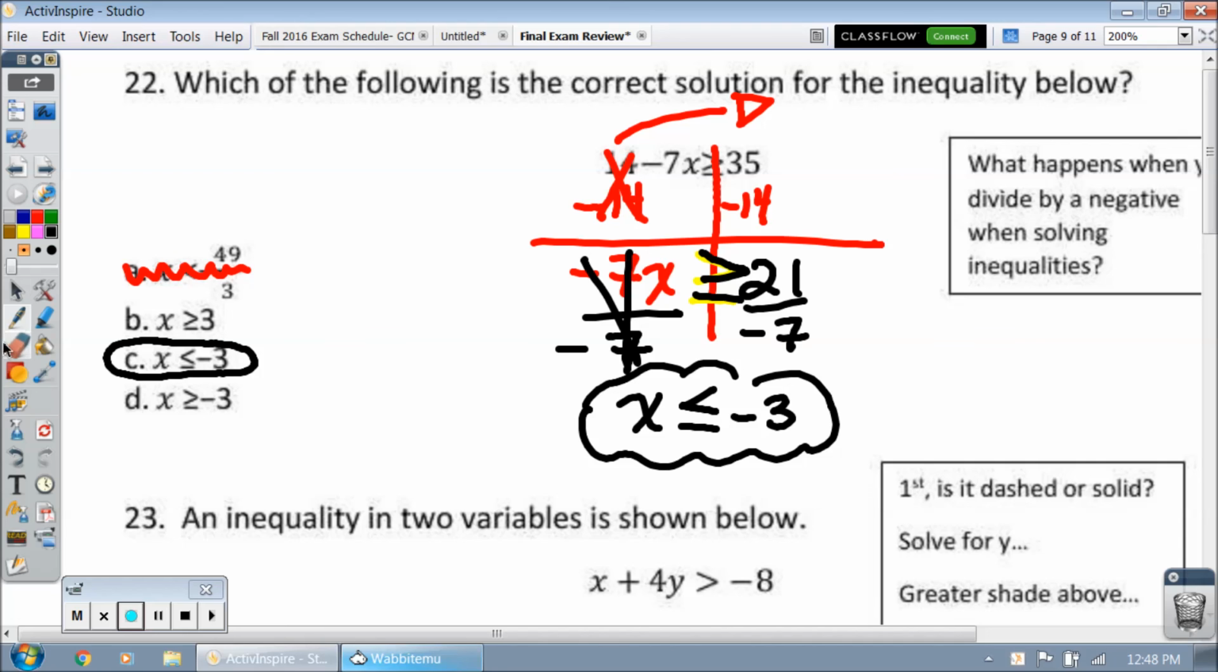Now you could have just looked at this problem up at the top right here and said, my last step is to divide by a negative. Well, if my last step is to divide by a negative, I know that the sign has to flip direction, and C is the only other one that has the sign flipping direction. So a couple strategies there.